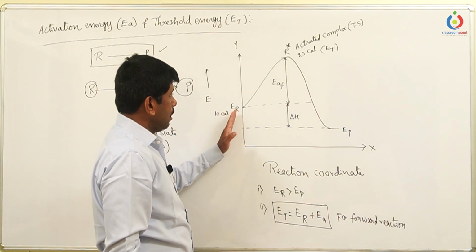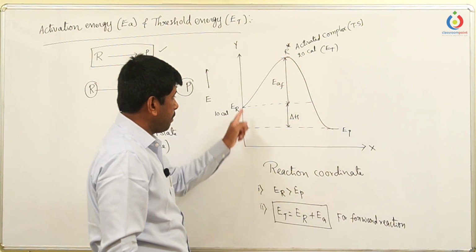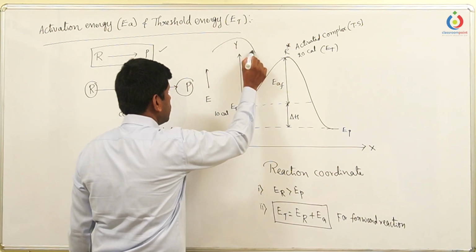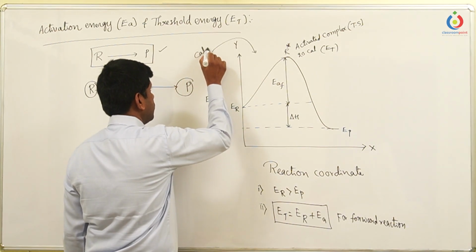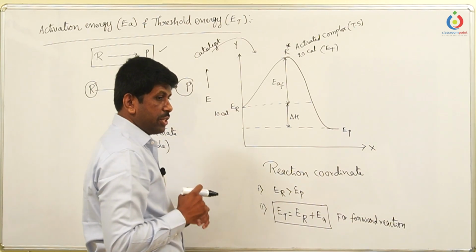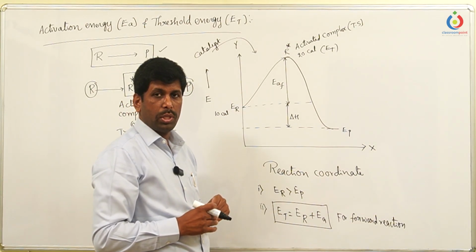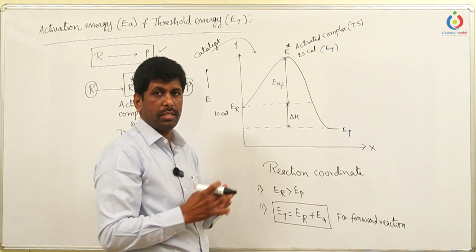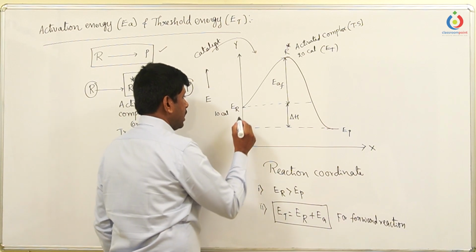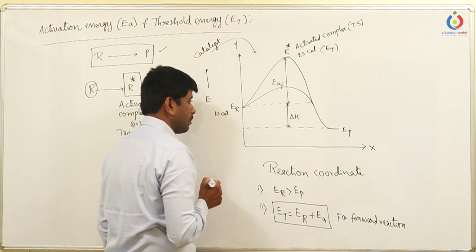Now, in the absence of catalyst, the reaction proceeds like this. This is the path of the reaction. But once a catalyst is added, the catalyst's duty is to change the path of the reaction so that it facilitates a faster reaction. It will take the reaction in a faster manner, which means reactants can be converted into the products in an easy manner like this.